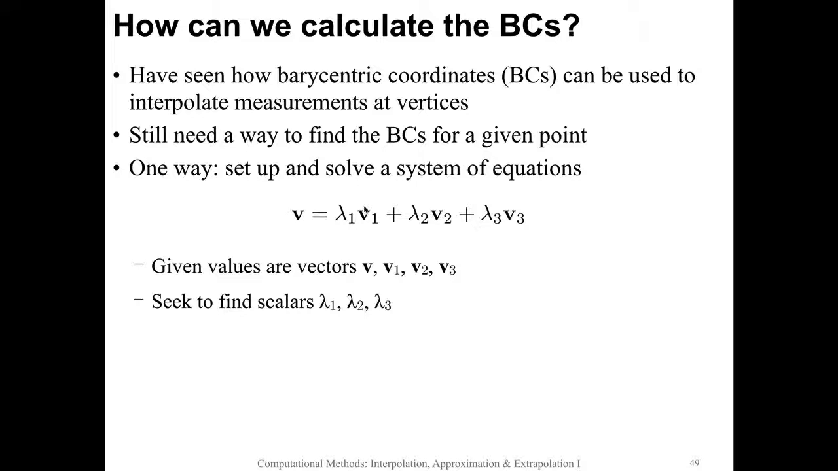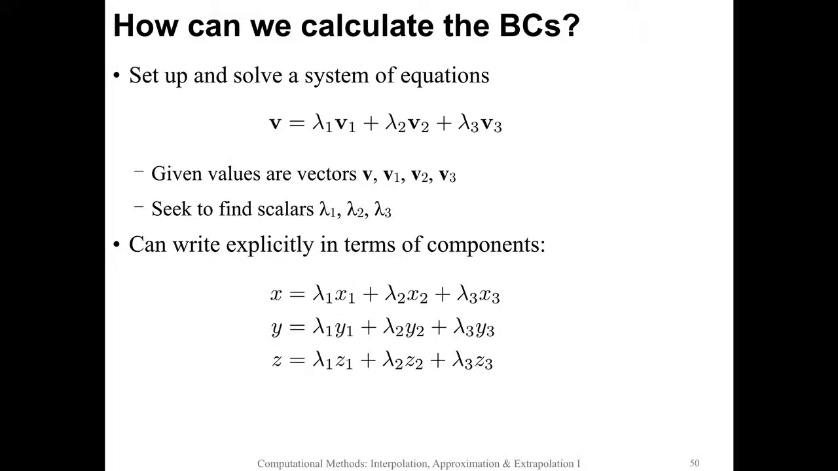So we have our three known vertices of our triangle here, vectors v1, v2, and v3. We have some position vector that we'd like to find the barycentric coordinates for. That's somewhere internal to our triangle. And we have our lambdas themselves. These are our unknowns. These are the scalars that we are seeking to find. So we can write out this system of equations.